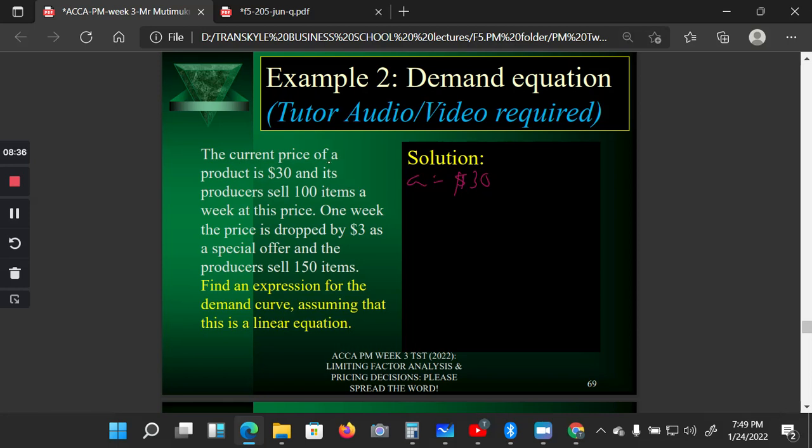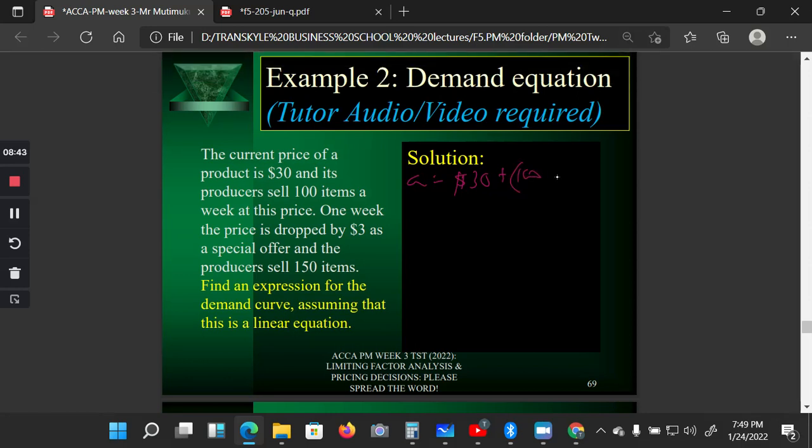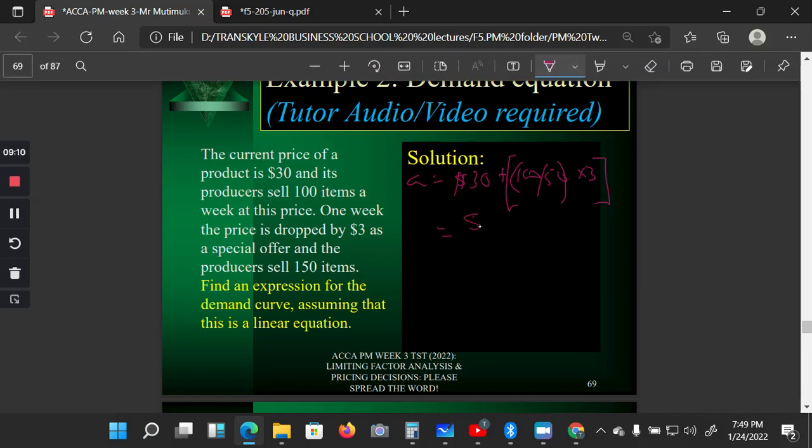A is the current price for the commodity, $30, plus 100 divided by 50, multiplied by 3, and we get 100 divided by 50, that's 2, multiplied by 3, that's 6. 6 plus 30, which is what? 36.